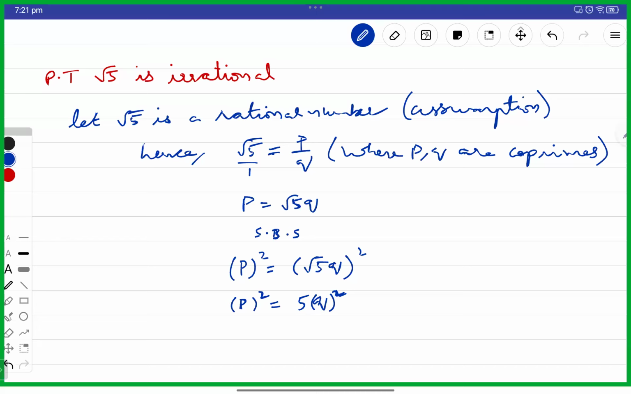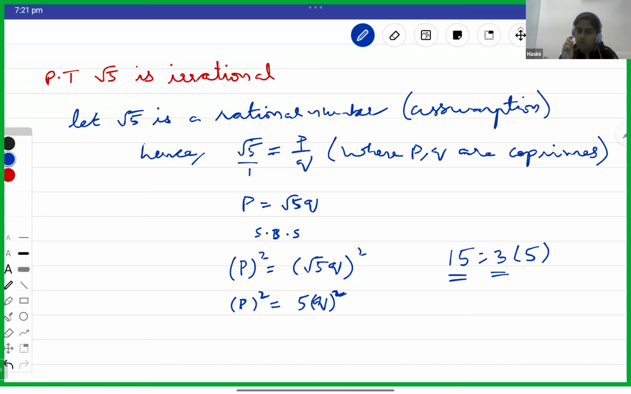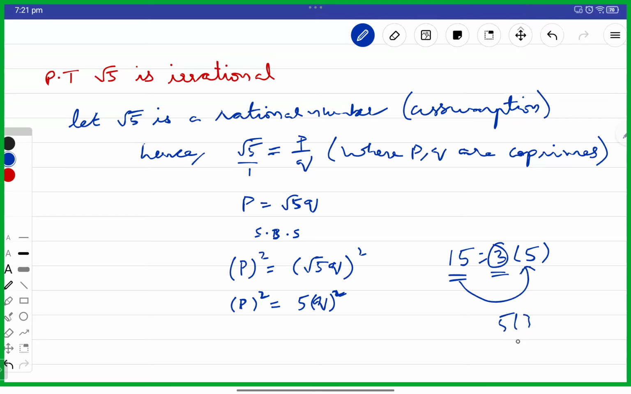You should ask me what I'm trying to do. Here when you write 15 is equal to 3 into 5, it works both ways, vice versa: 15 is divisible by 3 also, and by 5 also. When you divide with 5, 3 is the quotient, then we'll write 5 into 3. When you divide with 3, we'll write 3 into 5.